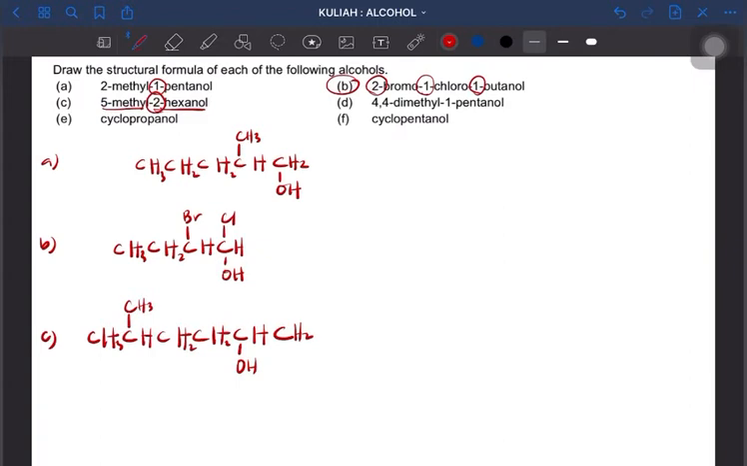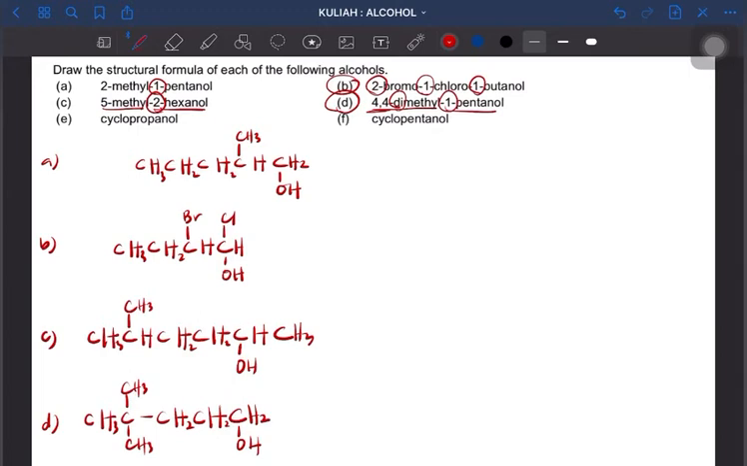Okay. CH3. Okay. So sekarang ni settle untuk question C. So question D dia kata 4,4-dimethyl 1-pentanol. Okay, pentanol ada 5 carbon lah. So 1, 2, 3, 4, 5. OH pada carbon number 1. So OH. Ada dimethyl pada dua-dua carbon number 4. So 1, 2, 3, 4. Dimethyl CH3. CH3. Okay, now kita penuhkan hydrogen. CH3. CH2. CH2. CH2. Okay. So ini untuk soalan D.